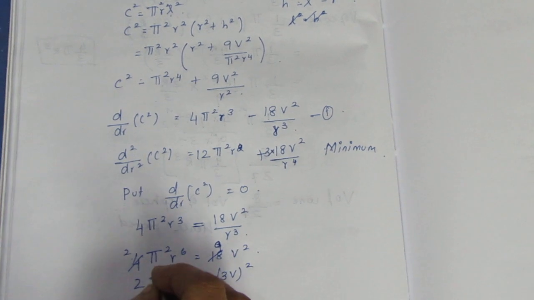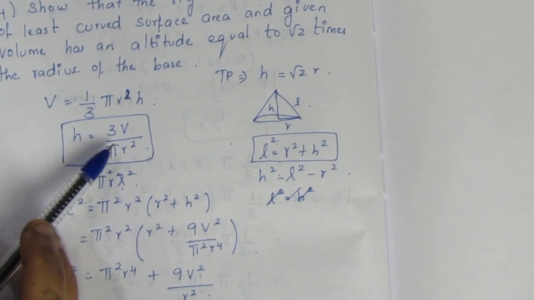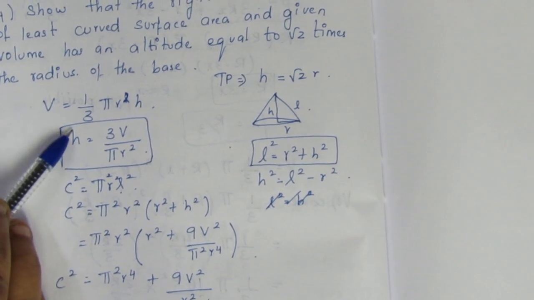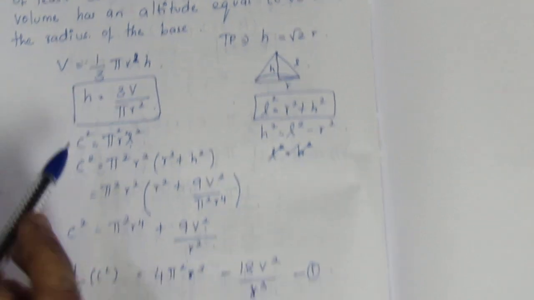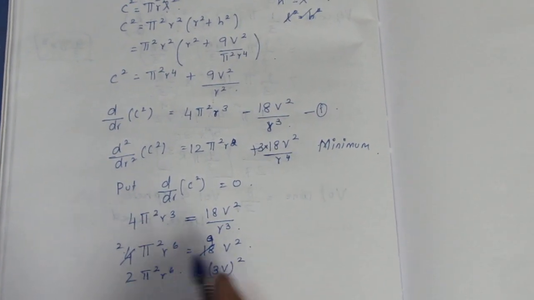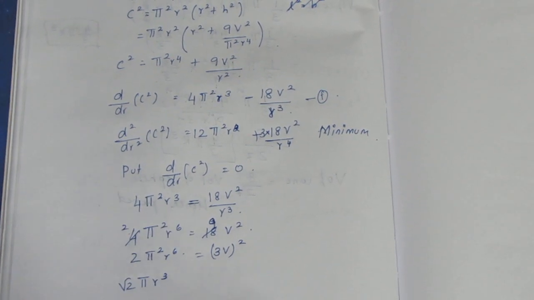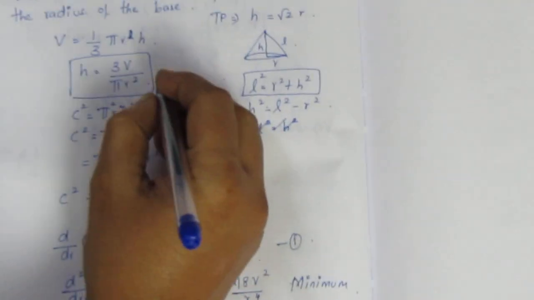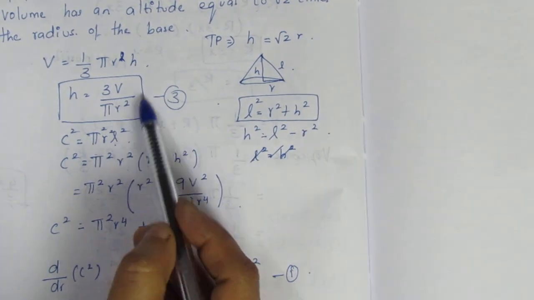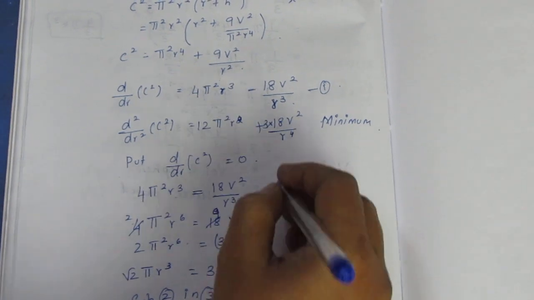I am taking the whole square because in h we have 3V. So if I substitute it here in the place of 3V, it will be easy for us to cancel. So bring this square to the other side, and it comes as √2 πr³ is equal to 3V. Here I am going to substitute, in place of 3V, √2 πr³. Now substitute this.